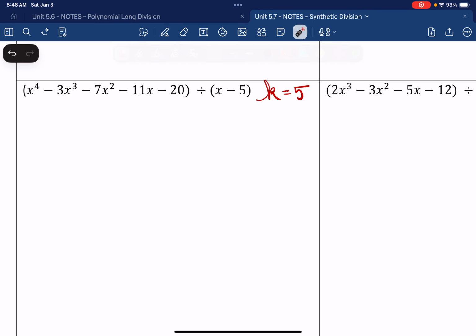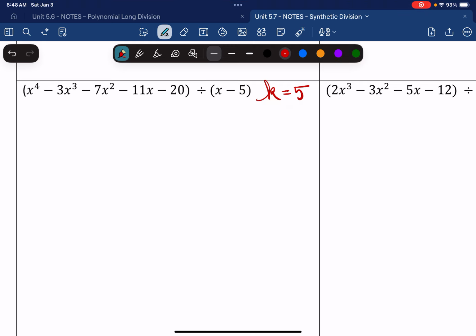See how it says x minus 5? So it's always the opposite sign. It's going to be a positive 5. So let's go ahead and list that out. We've got this 5 right here, and we draw our L.